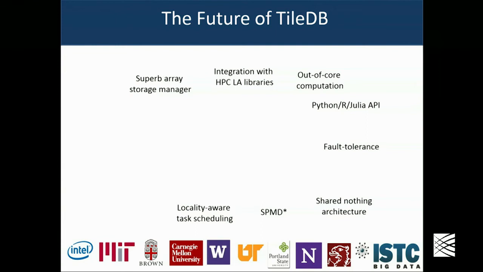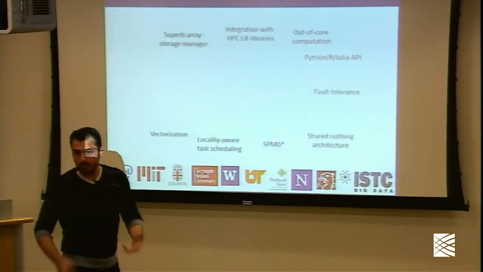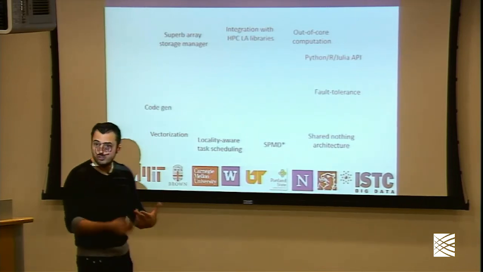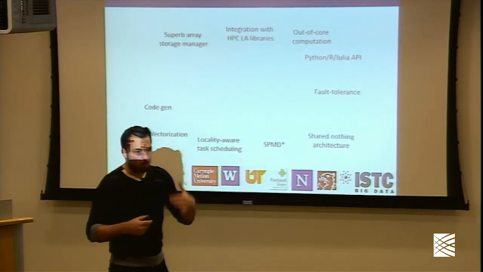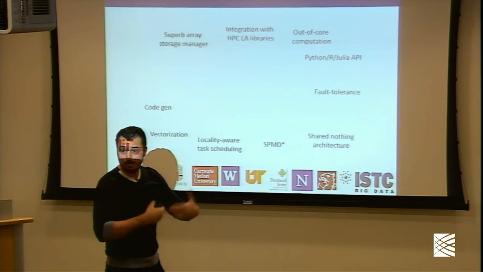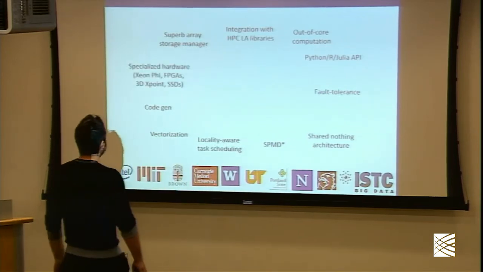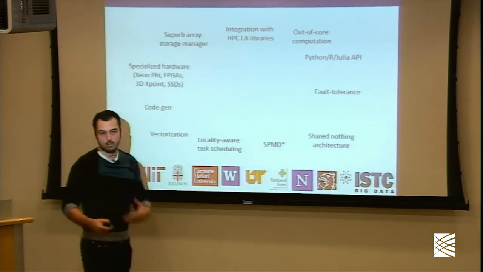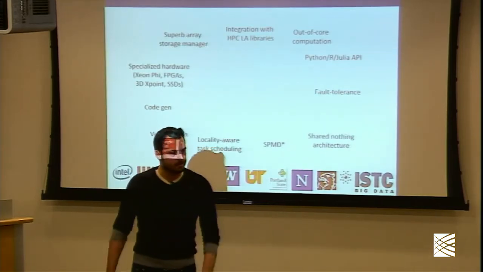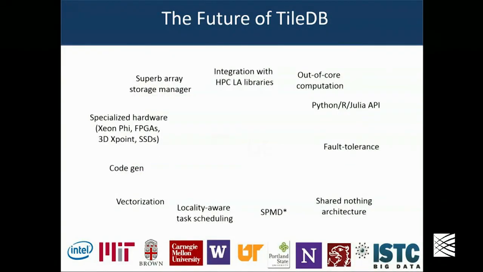Locality-aware task scheduling. This is very different from Spark. Spark does data parallelism. We're doing task parallelism. And then we have all sorts of optimizations. And this is because we're very close to the hardware. So we want to do vectorization for the modern Intel hardware. We want to do code generation to avoid complicated loops so that the compiler vectorizes properly. And finally, we are going to be using FPGAs and several other cutting-edge technology from Intel.